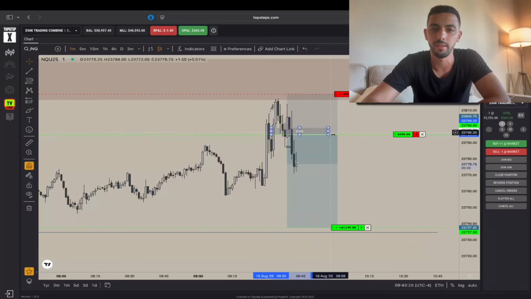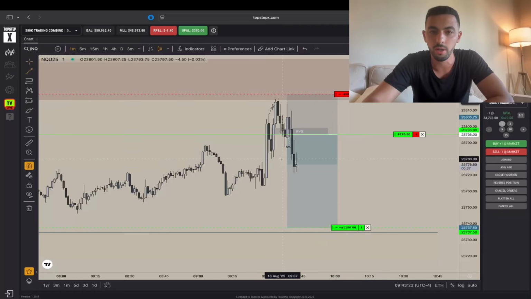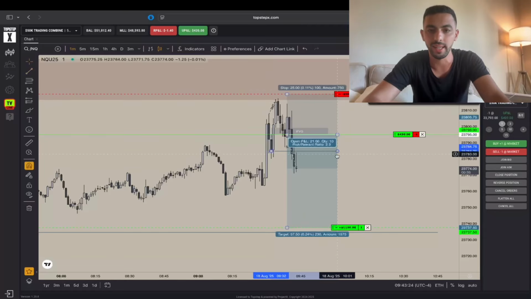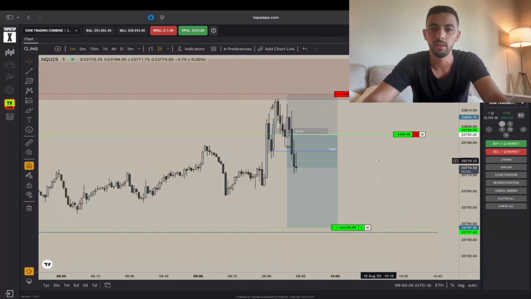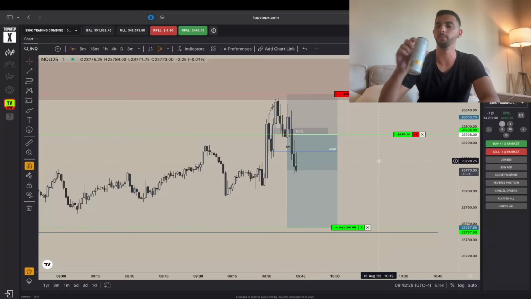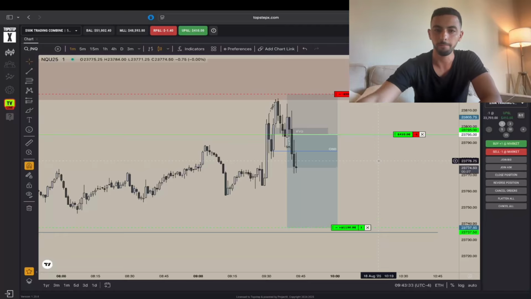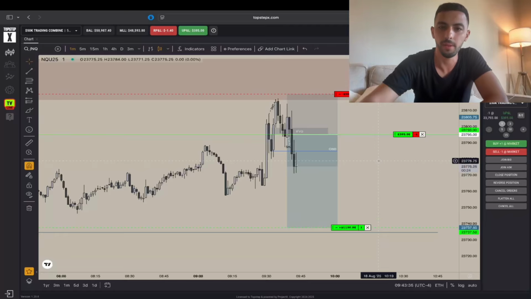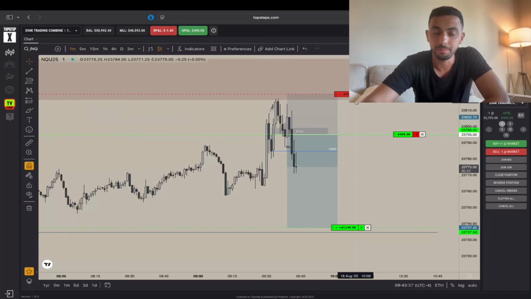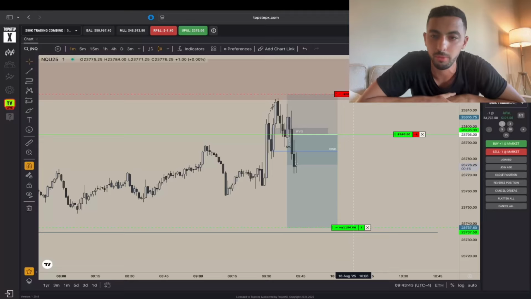This is actually a good push lower. We actually got a CISD over here as well. So this is a very good move for us. But yeah, I'm going to let it run. I'm not going to move my stop to break even now.